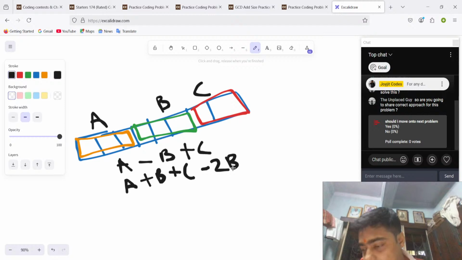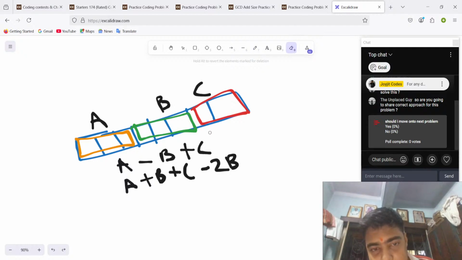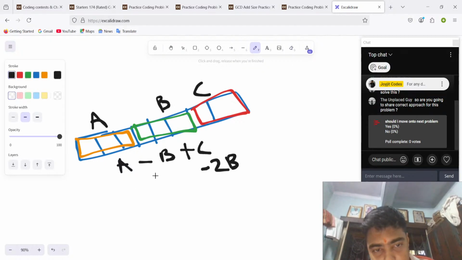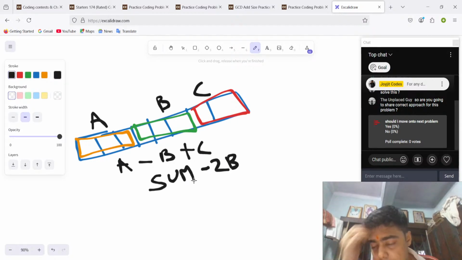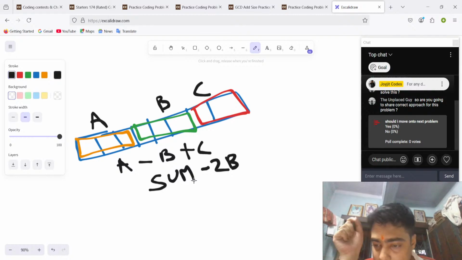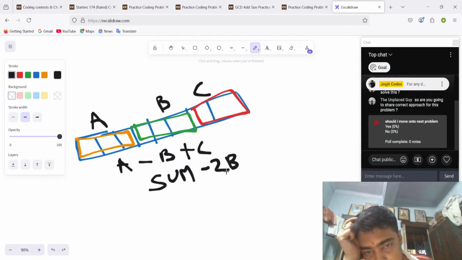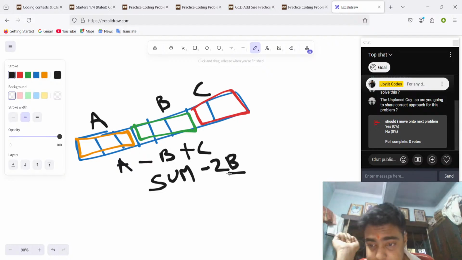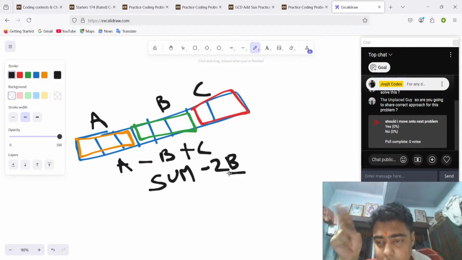Now if you're writing it like this, we know that this A plus B plus C is going to be constant, so we can erase it and write it as sum. Now since sum is constant, if I want the maximum value, I have to make this B minimum. If I want the minimum value, I have to make this B maximum. Okay, clear? How we are going to do it? Works fine, great.